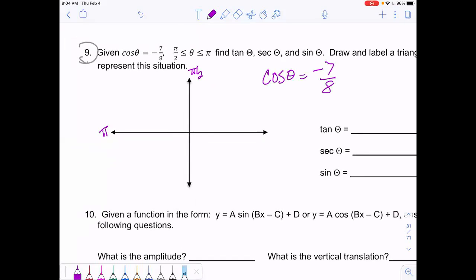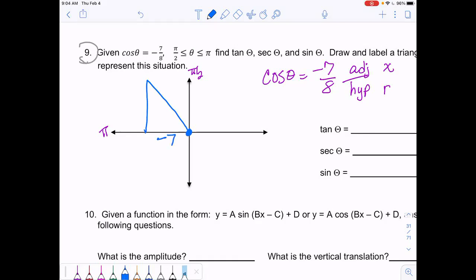The cosine, Gianna, is what over what? What does that 7/8 represent? Right, the adjacent over the hypotenuse, or the adjacent is also the x and the hypotenuse is the r. So we need to draw a triangle in the second quadrant to represent this situation. Again, make sure it comes out of the origin, the radius of the circle or the hypotenuse of the triangle. And she said adjacent, so that's my x value.